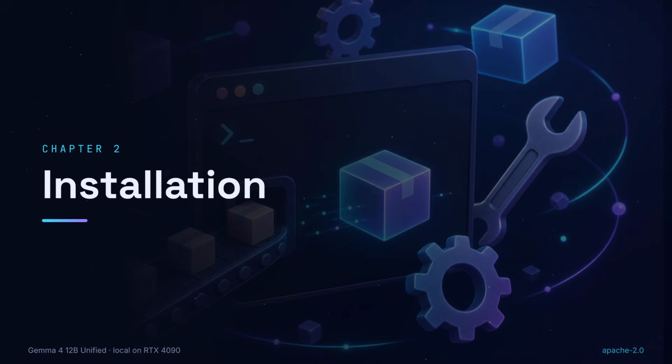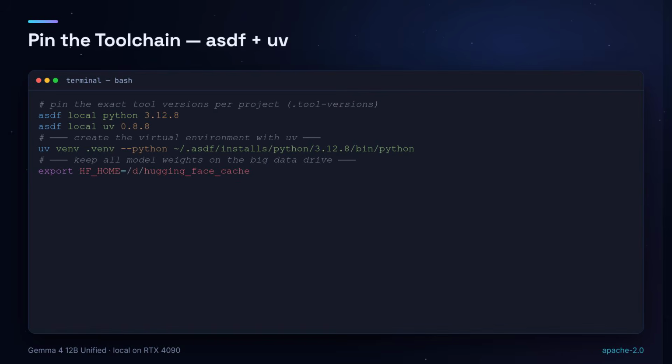Time to get our hands dirty. Chapter 2. Installing Gemma 4 on a Linux workstation with an RTX 4090, with a clean, reproducible toolchain. First, reproducibility. We use asdf to pin Python 3.12 and uv 0.8.8 locally for this project, so the exact toolchain is recorded in a .tool-versions file. Then it creates the virtual environment in a fraction of a second.